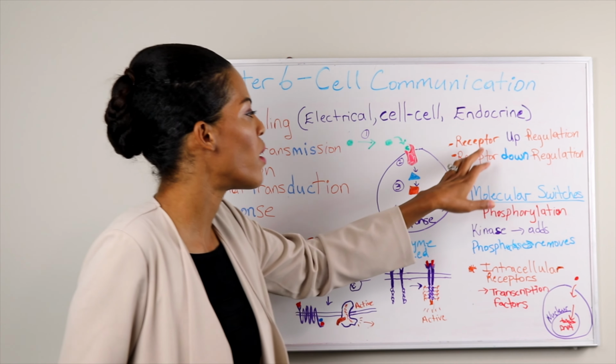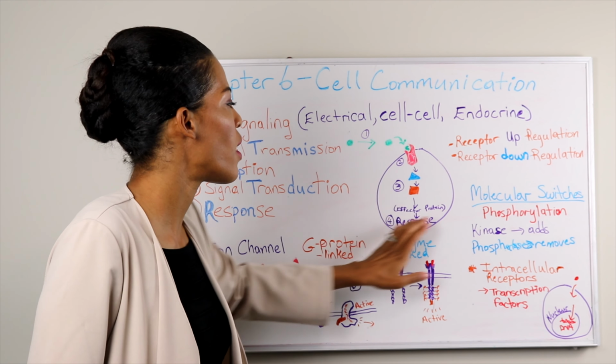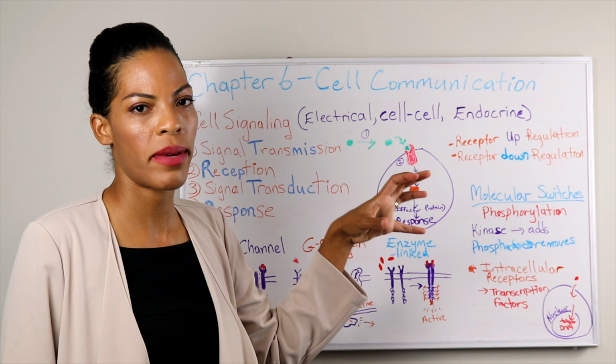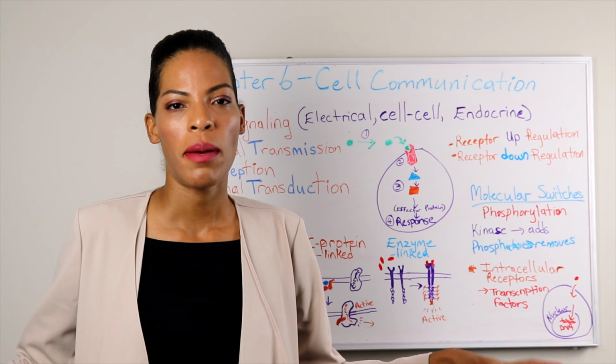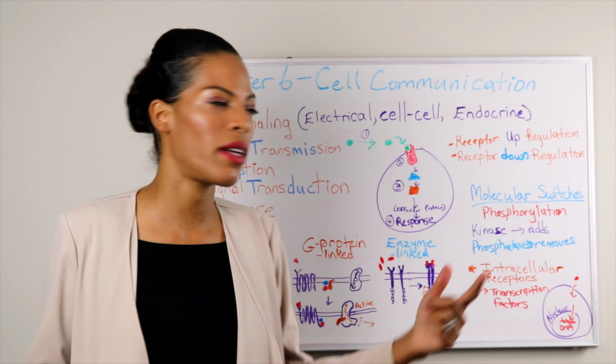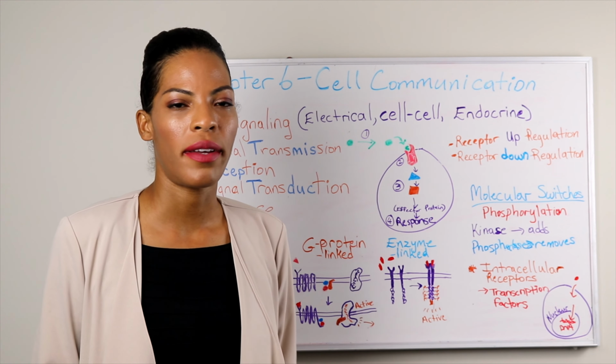And that is what's called receptor upregulation. When you have lots of signals coming in your environment, that can tell your cell, hey, we're not responding quickly enough. Please put more receptors in the membrane of the cell so that we can respond appropriately.